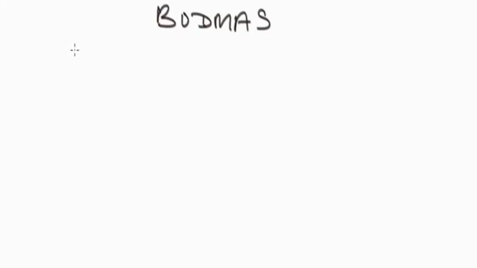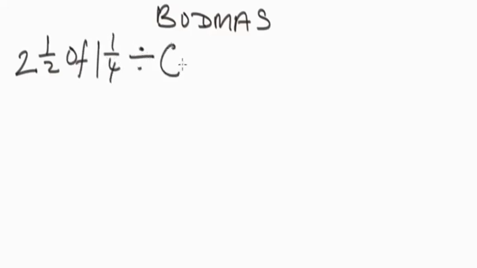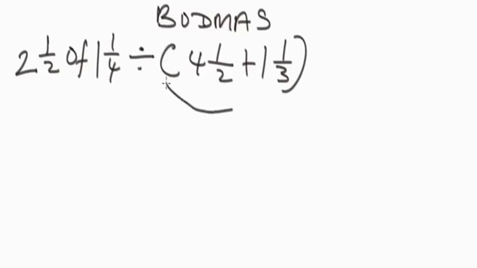Okay, so let's begin with this problem. Let's say we are given 2 whole number 1 over 2, of 1 whole number 1 over 4, divided by, in brackets, 4 whole number 1 over 2 plus 1 whole number 1 over 3. We have to simplify this fraction, so we are going to apply BODMAS. In this acronym BODMAS, B comes first, which is bracket. That means we're going to simplify the values inside these brackets.